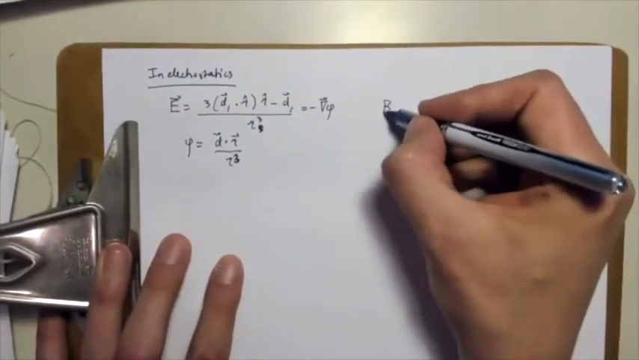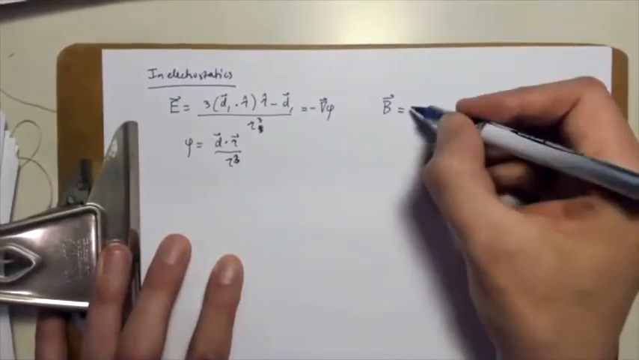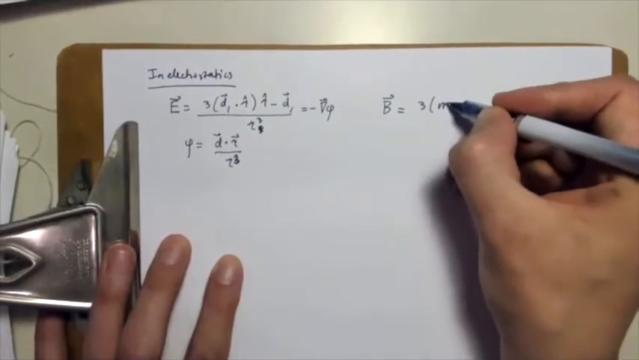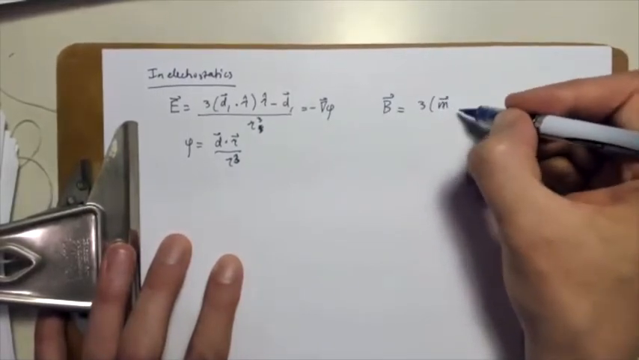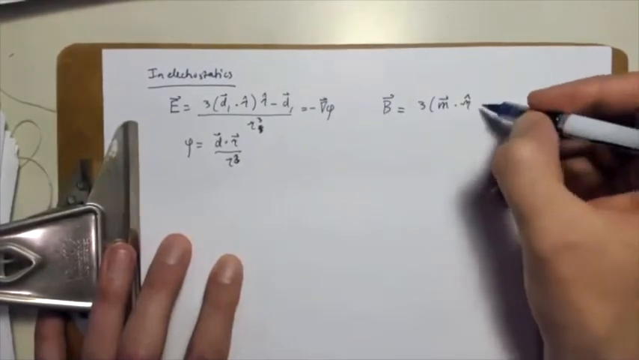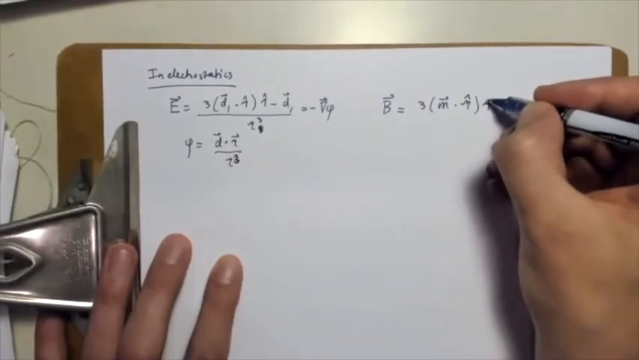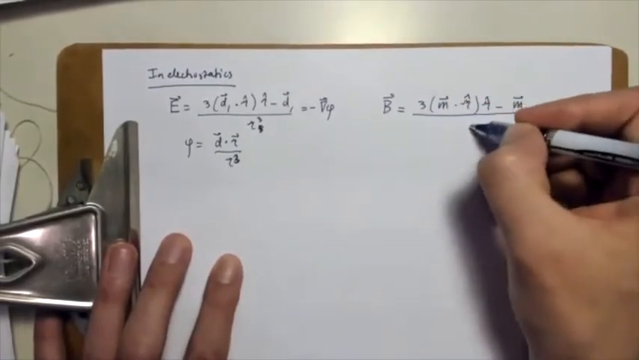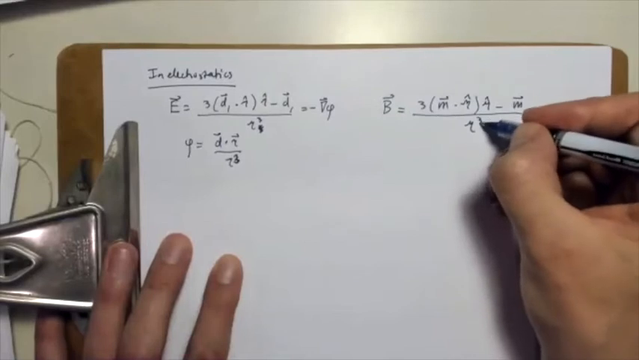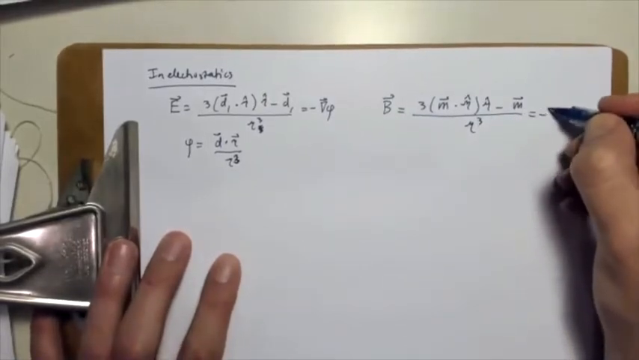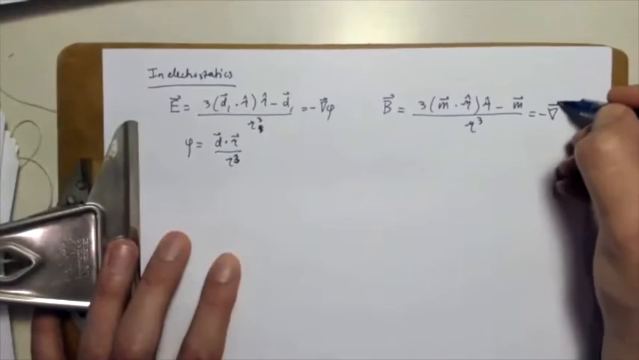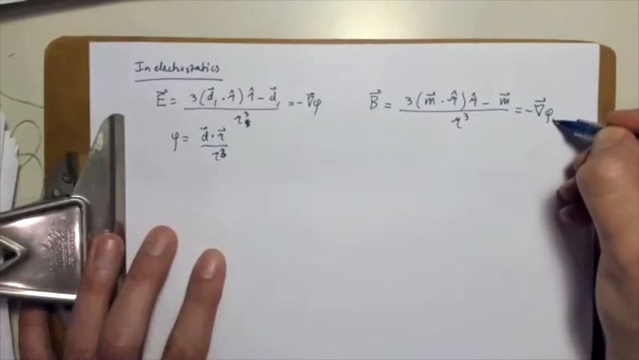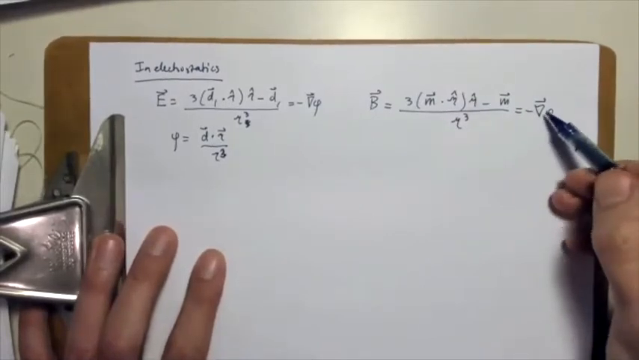So we'll have some B, and that's the one that we had before. So that's our 3M dotted with R, and then R minus M over R cubed. And now we're going to call that, and this is a little weird, the gradient of a potential. And this is now the magnetic scalar potential.